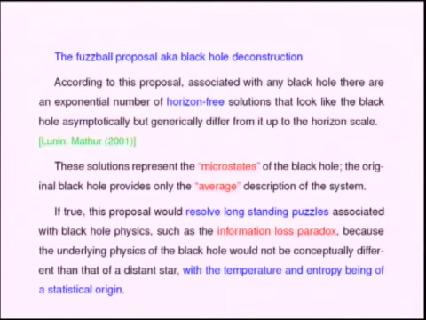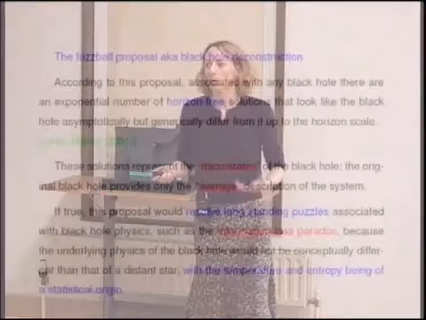In this form, I think this proposal was first made by Lunin and Mathur in 2001, with evidence that I'll review a little bit later. The idea is that each of these horizon-free solutions should represent a microstate of the black hole, and the original black hole is providing only an average description of the system. If this were correct, this proposal certainly has the potential to resolve a lot of long-standing puzzles in black hole physics, such as information loss, because you've reduced the physics of the black hole to something not really conceptually different from that of a star. Temperature and entropy should now come out from a statistical origin.